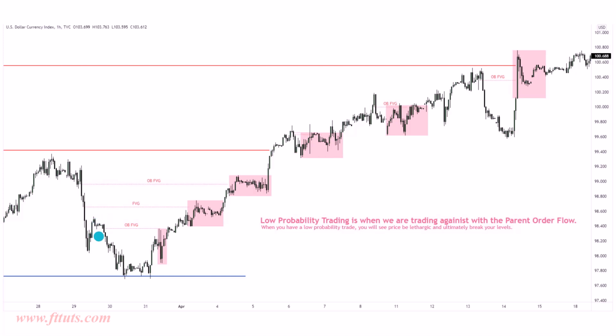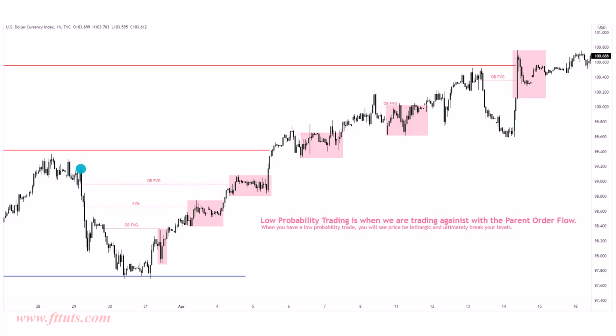If I just identified an order block and fair value gap here, even though this pattern works and it's very precise, the most precise pattern ever, if you're trading against parent order flow, the pattern's not going to work. You can see here, it has an initial drop, but it's just to fill the imbalance here, which is with the parent order flow. Then you can see it break, hence ultimately break your levels. We have a fair value gap here. You can see that at this fair value gap, price trades lethargic. There's no selling at the level. And then you can see ultimately it breaks.